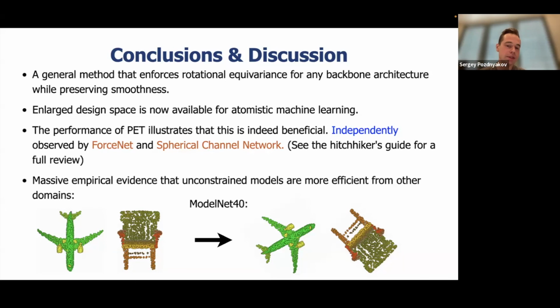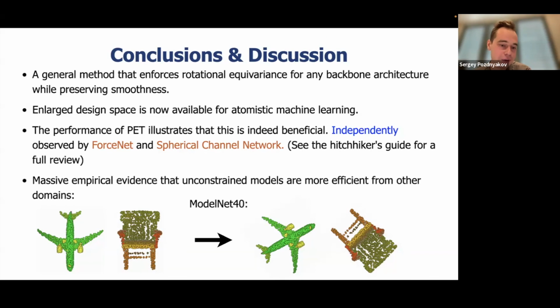An illustration here is the ModelNet 40 dataset. This is probably one of the most popular benchmarks for generic point clouds, and it consists of objects such as a plane or armchair, represented as three-dimensional point clouds. The task for this dataset is classification. So given an object such as this one or this one, the machine learning model is asked to predict if this is a plane or this is an armchair.